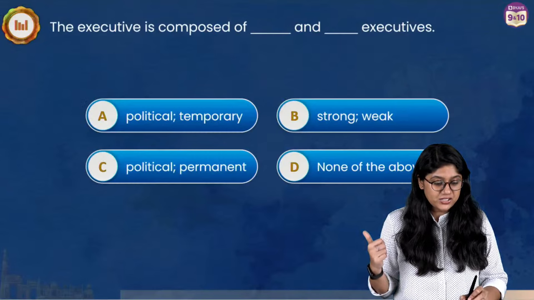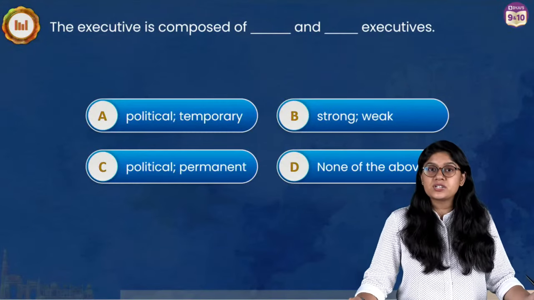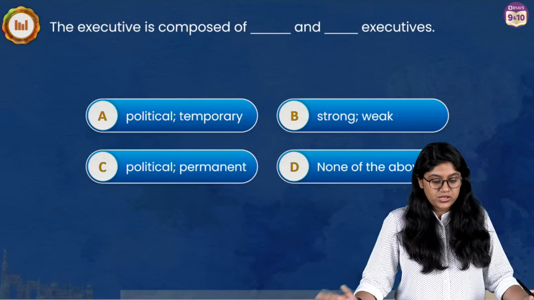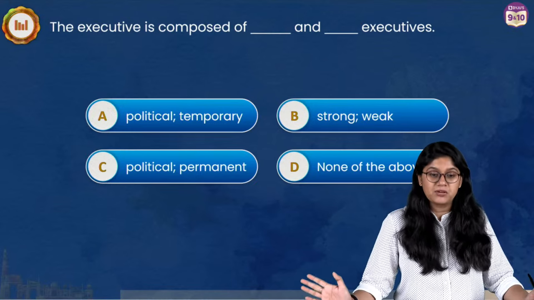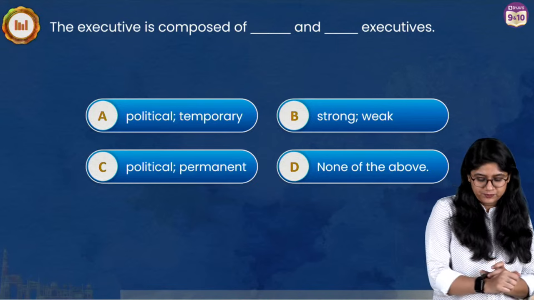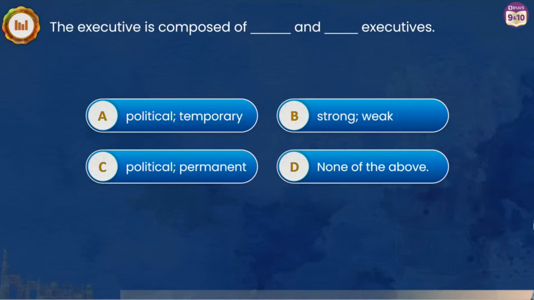Okay. Let me ask you a question, everyone. The executive is composed of dash and dash executive. Political, temporary, strong, weak, political, permanent, none of the above. Easy peasy question. Can we say that a president is the head of the executive? What do you think? Head of the executive. Here we have the question.